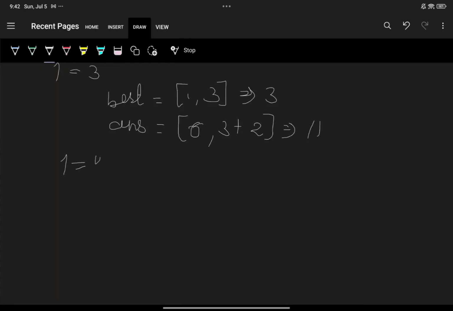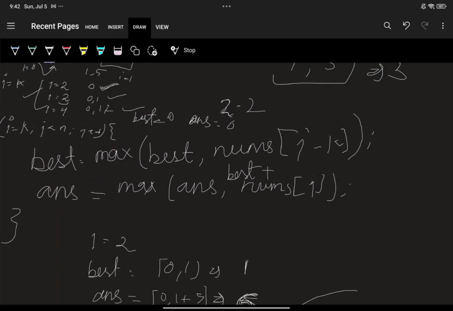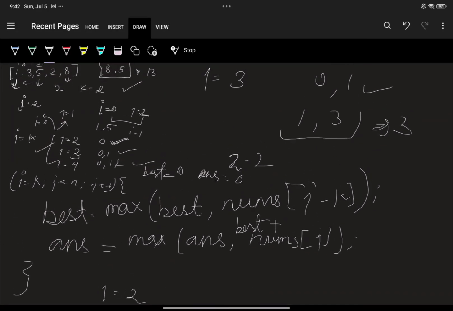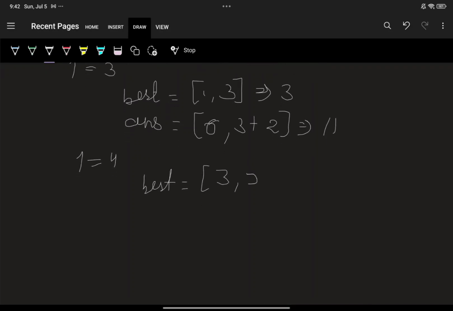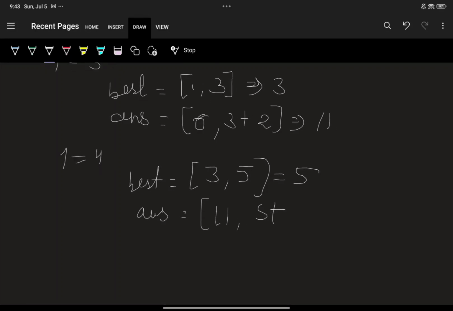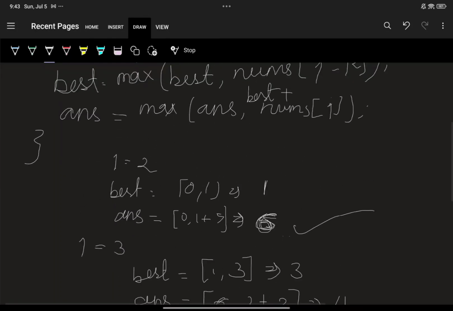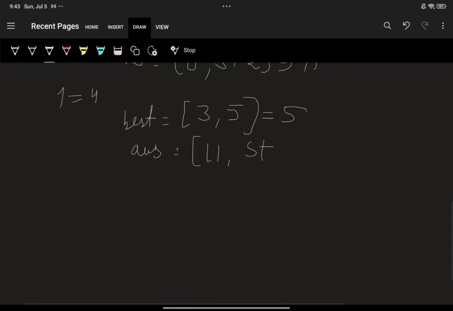Now for j equals to 4, best equals to what? 3 comma nums of j minus k, means 4 minus 2, equals 2. So what is that? Yeah, 5. Nums of 2 equals to 5. So we have taken best equals to 5. Now answer equals to what? 11 comma best plus nums of j, j equals to 4, nums of j equals to what? 8. Yeah, so we will take 8. So the maximum value from here we will get 13.